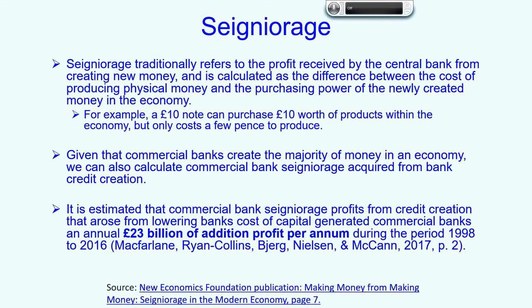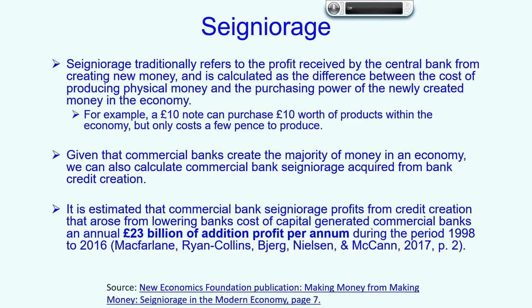So the state acquires state seigniorage. But given that commercial banks create the majority of money in an economy, we can also calculate commercial bank seigniorage acquired from bank credit creation. McFarlane, Ryan-Collins, Berg, Nielsen and McCann calculated in their journal article from 2017, the hyperlink to which is at the bottom of the PowerPoint slide, estimated that commercial bank seigniorage from credit creation, as a consequence of having a lower cost of capital, generated commercial banks an annual $23 billion of additional profit during the period 1998 to 2016.